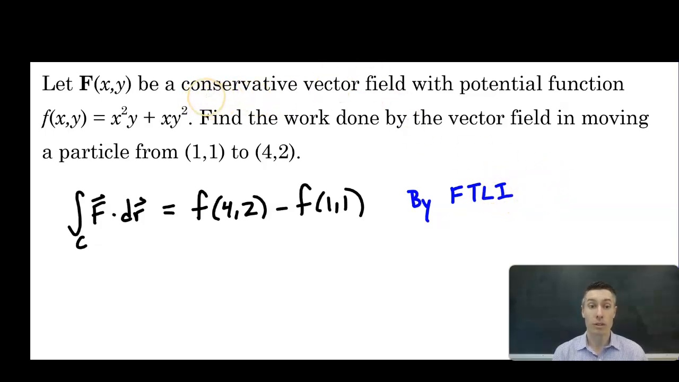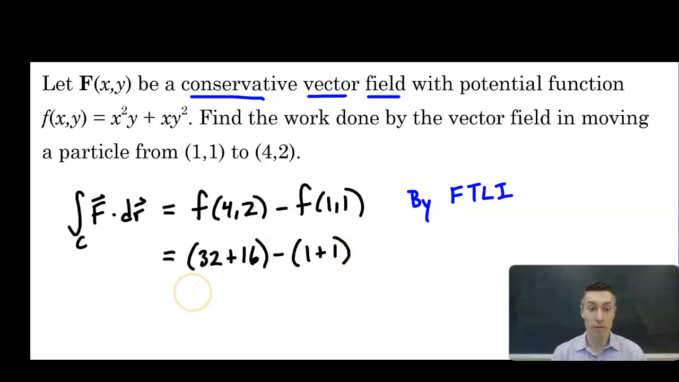Notice we don't have to show it's conservative. They told that fact to us, and they already gave us the potential function. So then we evaluate here. So f of 4, 2, that's going to be 16 times 2, 32. And then 4 times 4 is 16. And then minus 1 plus 1. So we get 48 minus 2. So we get 46 as the work done by this conservative vector field moving a particle from the point 1, 1 to the point 4, 2.